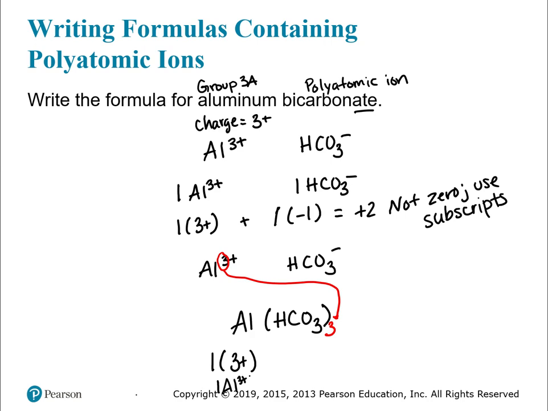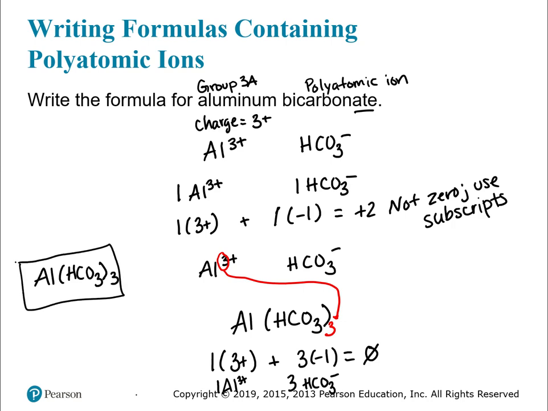We have one aluminum ion and 3 bicarbonates. They each have a charge of negative 1. And that gives us an overall charge of 0. That is our formula.